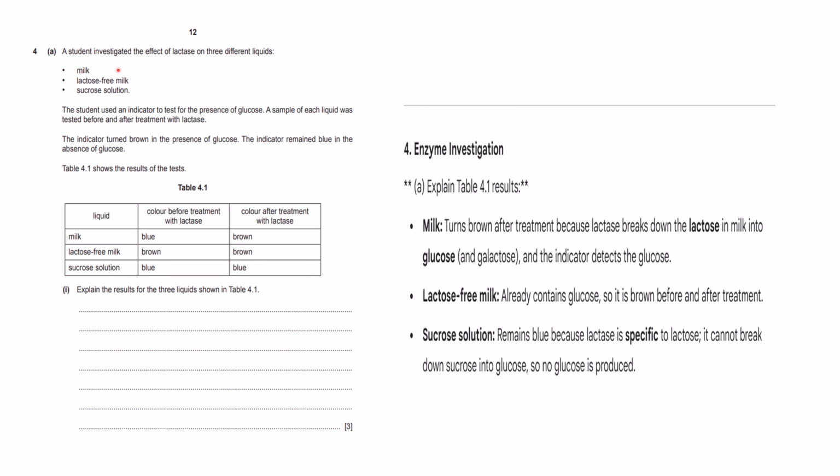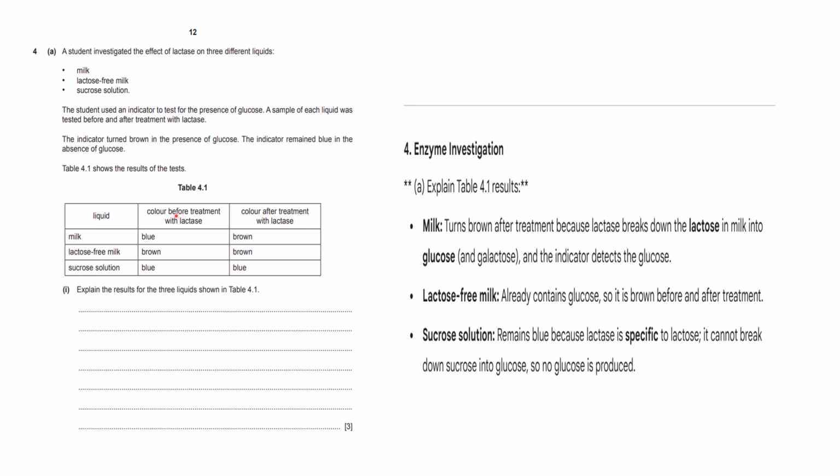Question 4, Part A. A student investigated the effect of lactase on 3 different liquids: milk, lactose-free milk, and sucrose solution. The student used an indicator to test for the presence of glucose. A sample of each liquid was tested before and after treatment with lactase. The indicator turns brown in the presence of glucose. The indicator remains blue in the absence of glucose. Table 4.1 shows the result of the test. Here is Table 4.1. Liquid: milk, color before treatment with lactase blue and color after treatment with lactase brown.